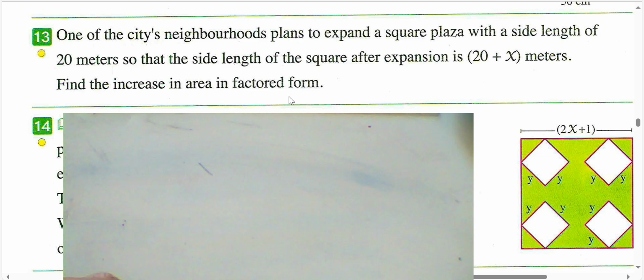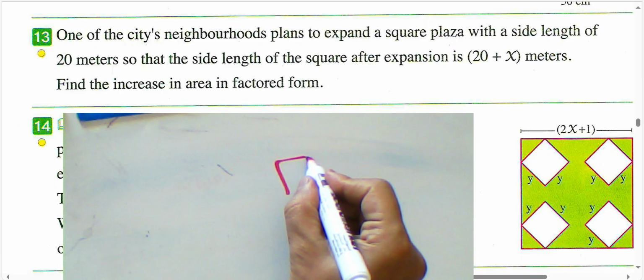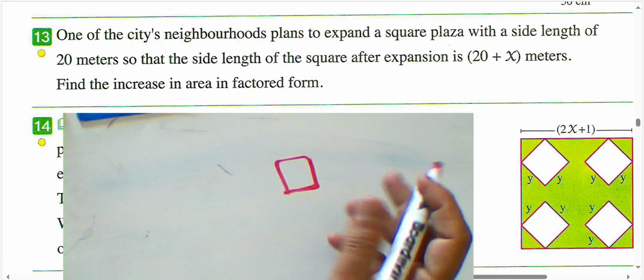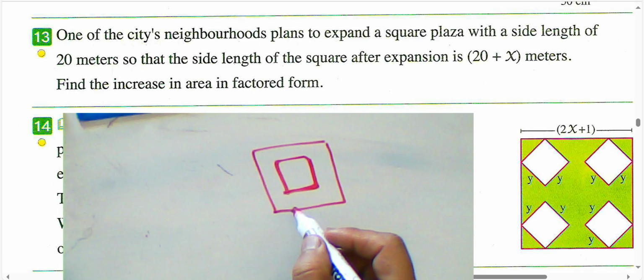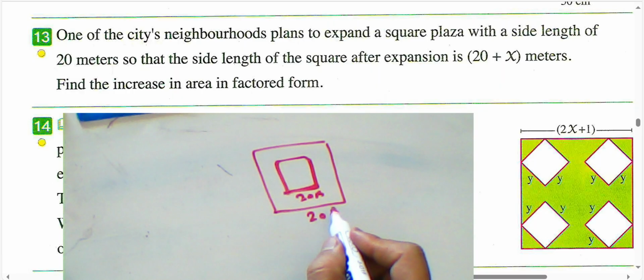Next question, number 13. One of the city's neighborhoods expands a square plaza of side length 20 meters, so that the side length of the square after expansion is 20 plus x meters. Find the increase in area in factorized form. We can draw area 1 like this square, with side length 20 meters, and the new side 20 plus x.